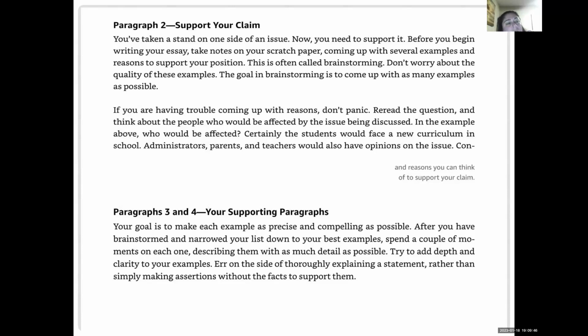So the more description, the more detail you give, the better you are at backing up your reasoning. After you have brainstormed and narrowed your list down to your best examples, spend a couple of moments on each one, describing them with as much detail as possible. Like I just said, try to add depth and clarity to your examples. Don't just throw statements out there. You have to throw the statements out there and then back them up is what I'm saying.